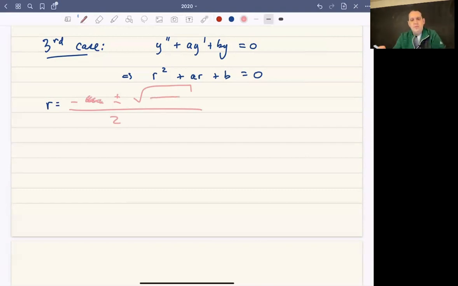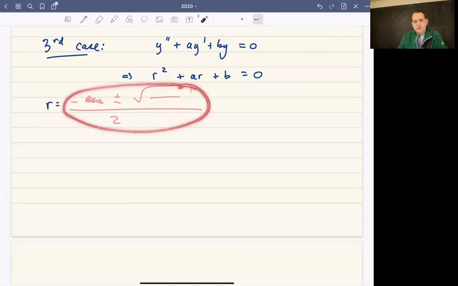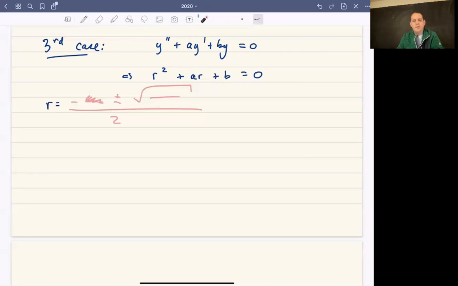So you end up with negative something plus or minus the square root of something all over 2. The way that complex numbers get introduced into this equation is if the thing that you're taking the square root of is negative. And it turns out that if it's negative, you're going to end up with a plus or a minus this imaginary number times whatever the square root is. So the point is that if you get complex numbers, they always come in pairs.